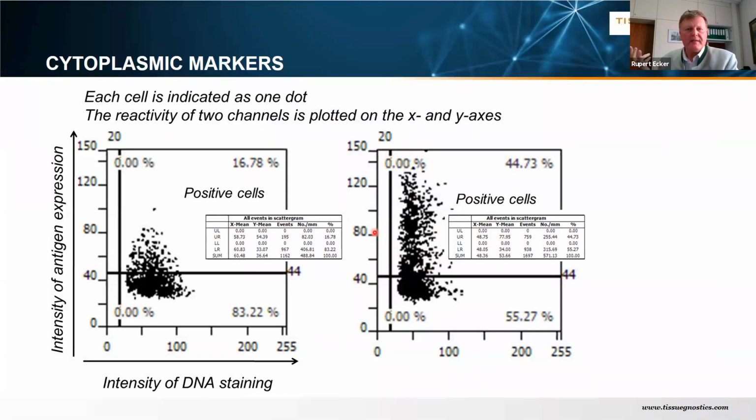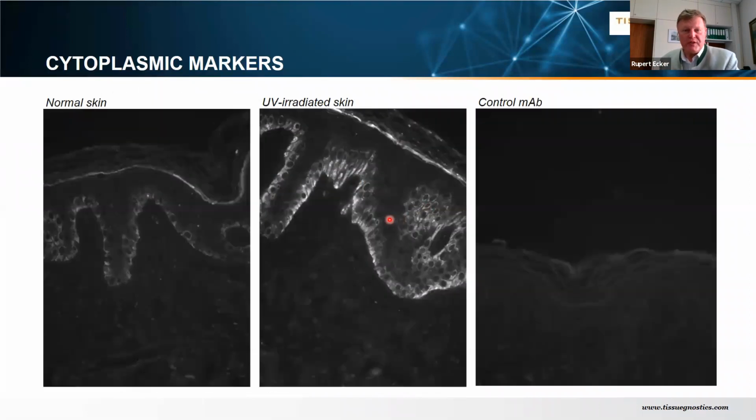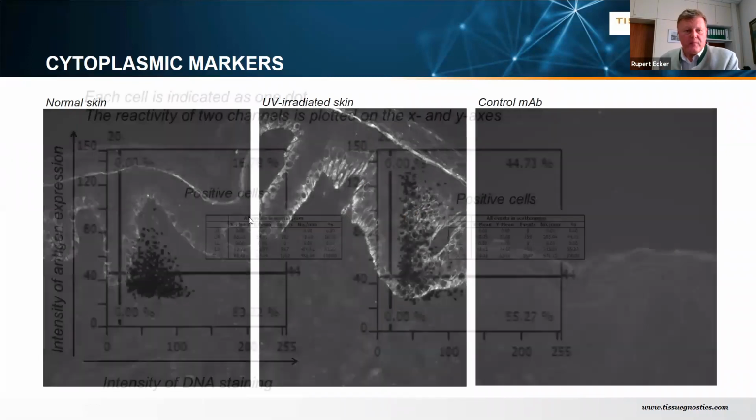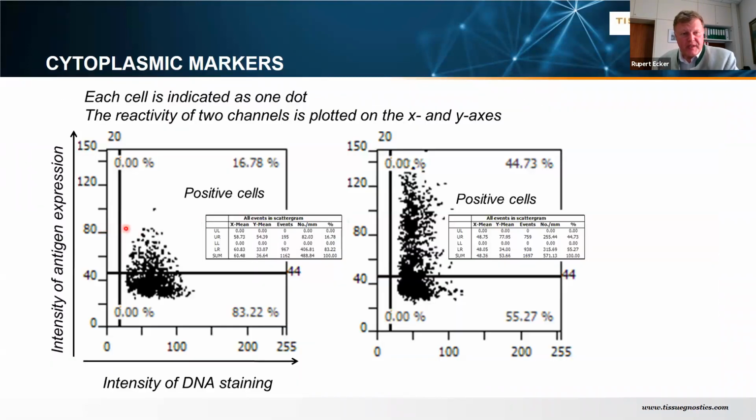And what we see at a glance are two things. First, the number of positive cells increases from 16.78 to 44.73%. So this is what we visually perceive as more cells being positive here. And what we also see is that the maximum staining intensity, which is around 90 in normal skin, shifts towards higher values around 130 after UV irradiation.